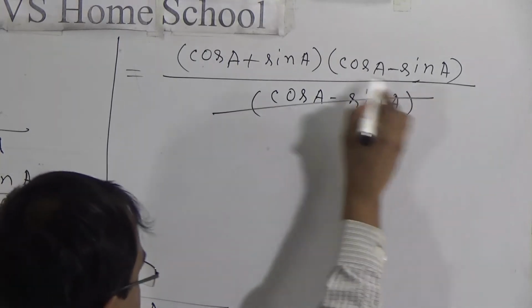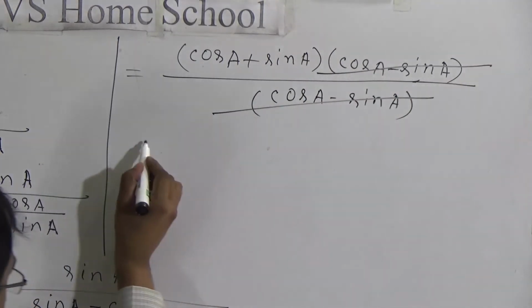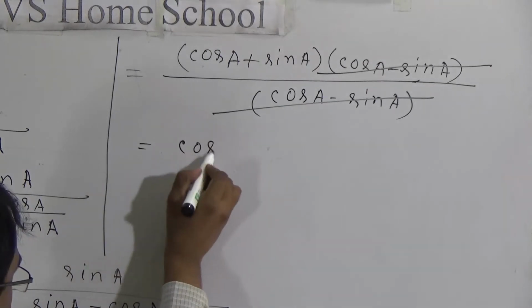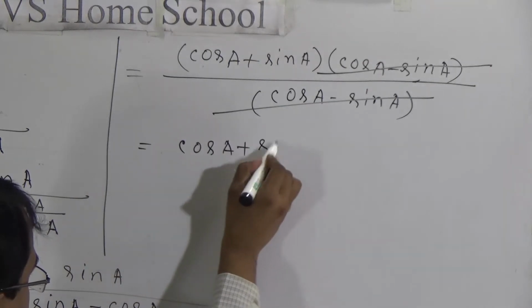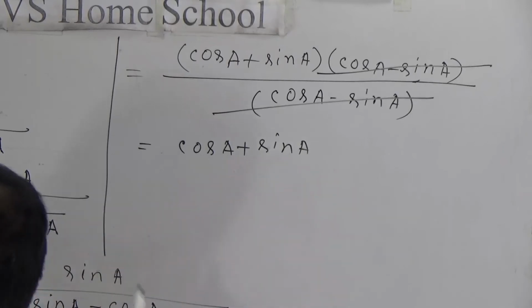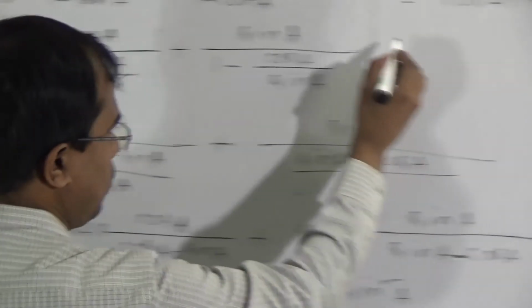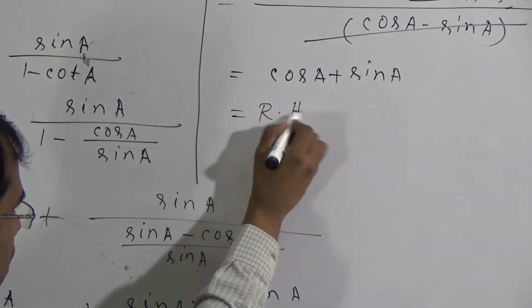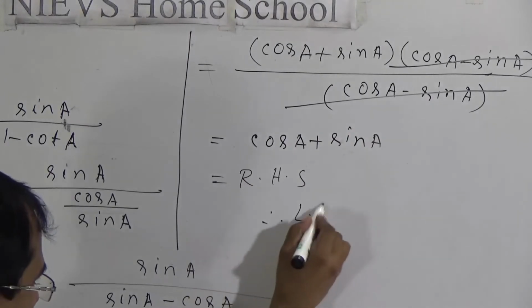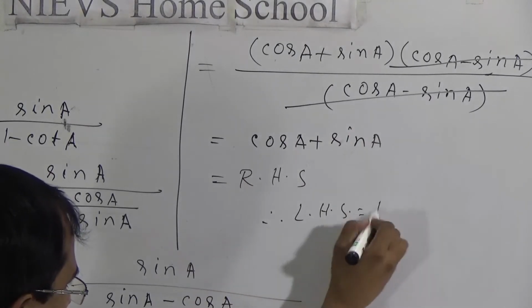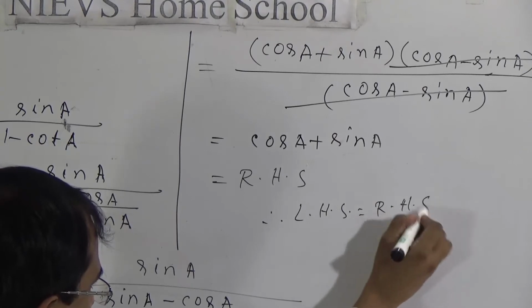Here cos A minus sin A and cos A minus sin A we can cut. Then only cos A plus sin A will exist. And this is the right hand side. Here sin A plus cos A. So we can write this equal to right hand side. Therefore left hand side is equal to right hand side. Proved.